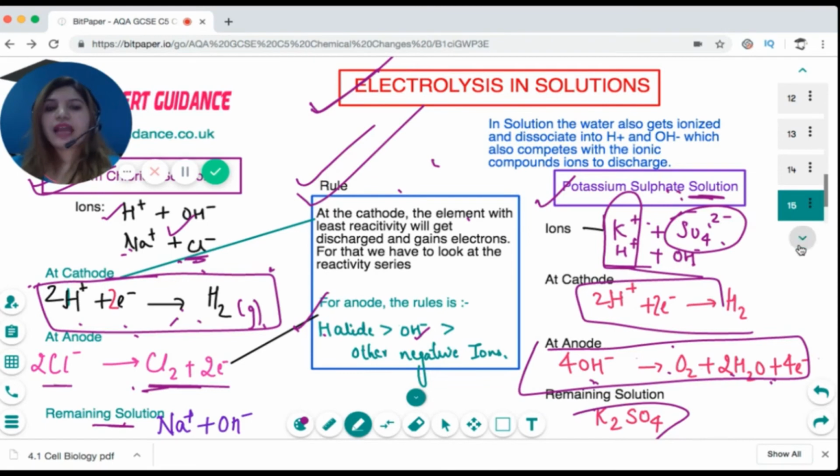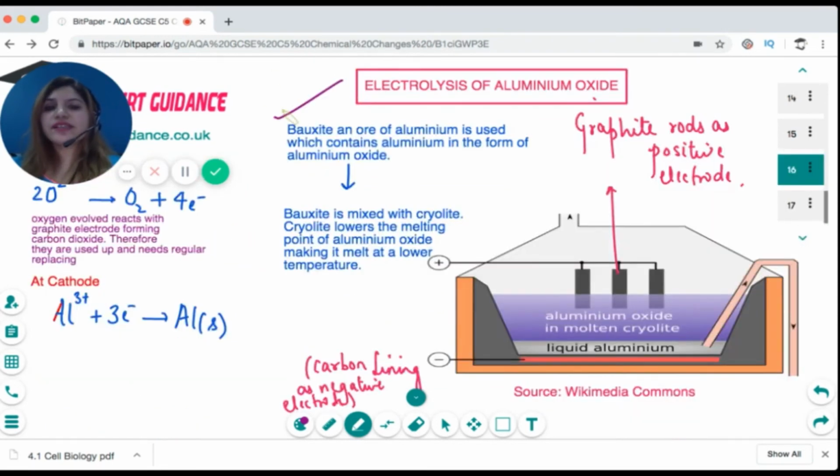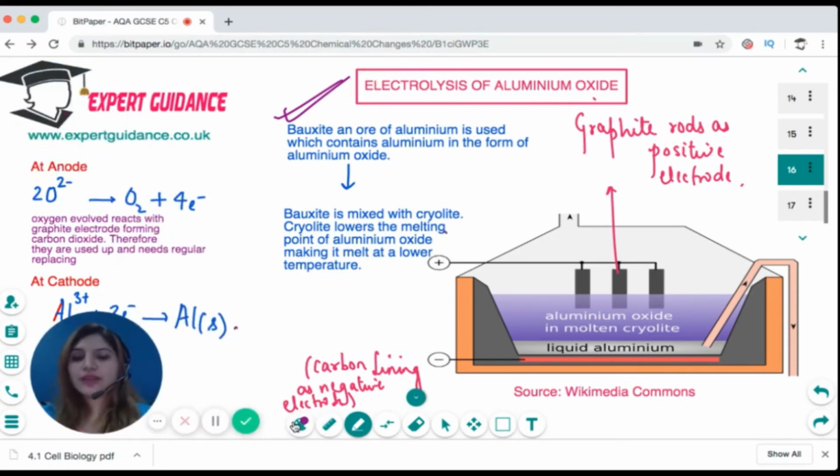Okay, now next we have electrolysis of aluminium oxide. Now when we looked at the reactivity series, I hope you remember the elements above carbon and hydrogen do not have any reducing agent. They can only be reduced by electrolysis. So that's what we do for aluminium oxide. Aluminium oxide is an ore. The ore is bauxite. It dissociates into Al3+ and O2- ions.